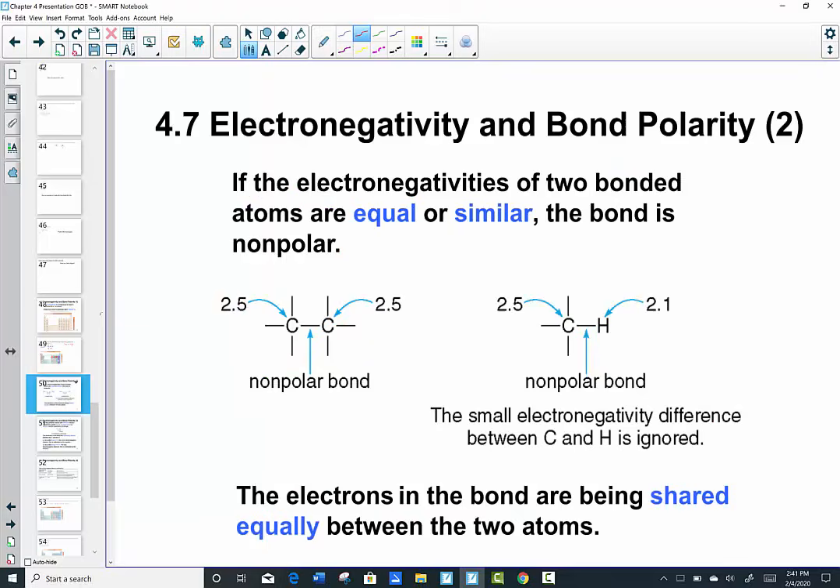Well, these electronegativity values are used to determine the distribution of electrons in a shared pair called a covalent bond. So if the electronegativities of two bonded atoms are equal or similar, the bond is said to be nonpolar. I'm going to define that as an equal distribution of electron charge in both directions.